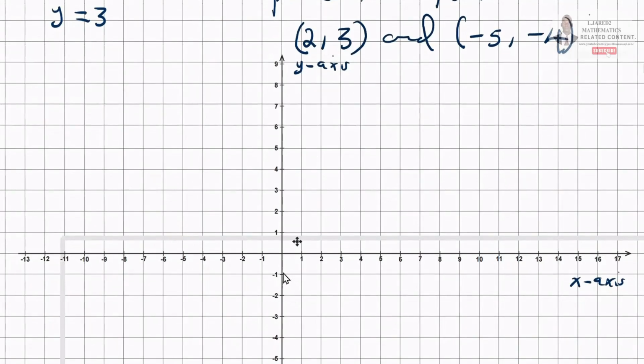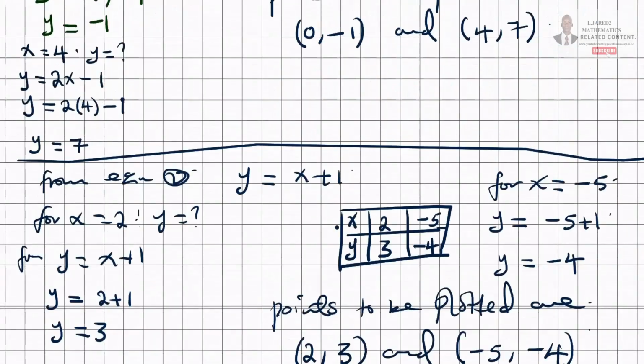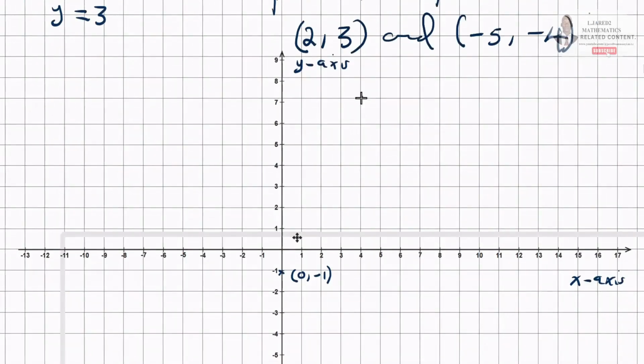0, negative 1 is specifically here. We can put it in brackets. This is (0, negative 1). Then we have to plot still (4, 7). It is here. This is (4, 7).